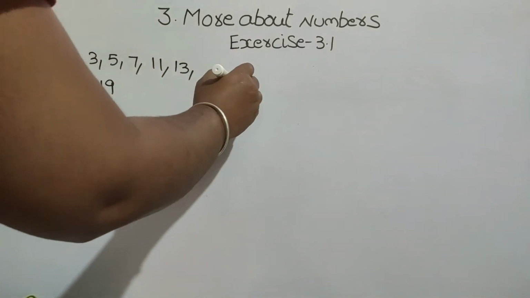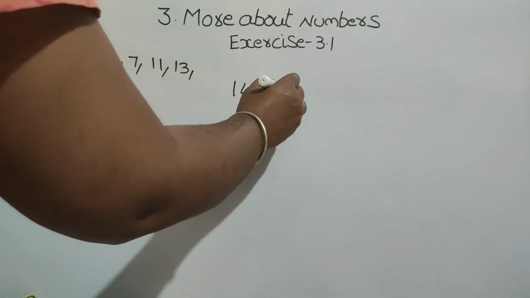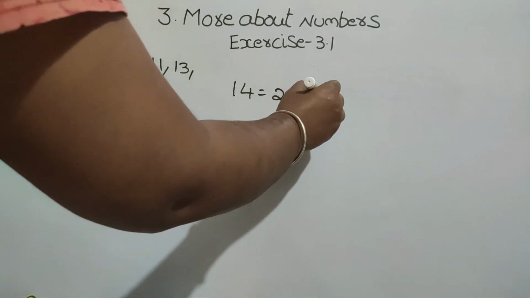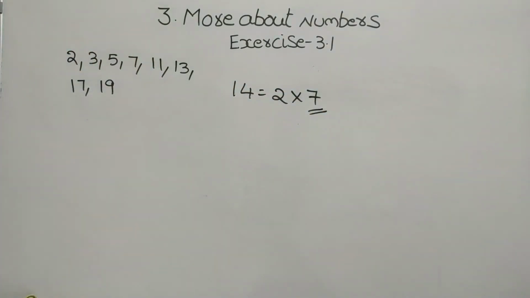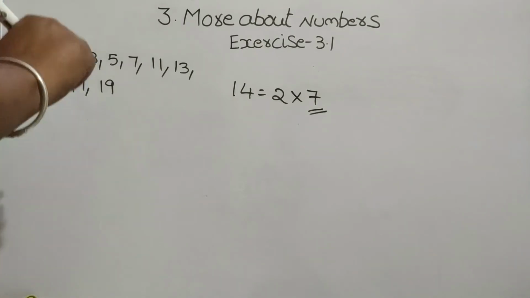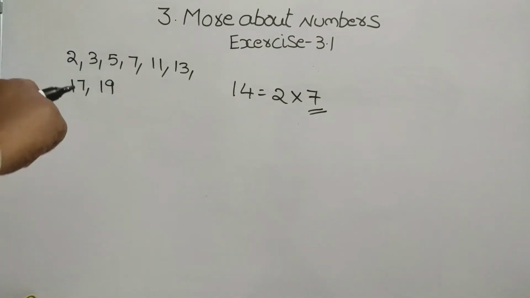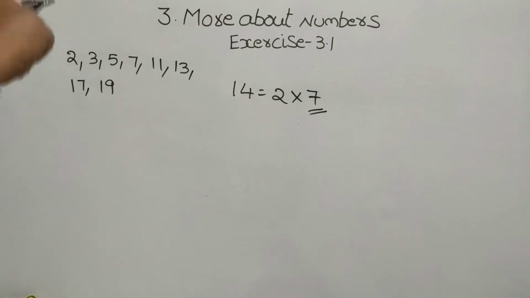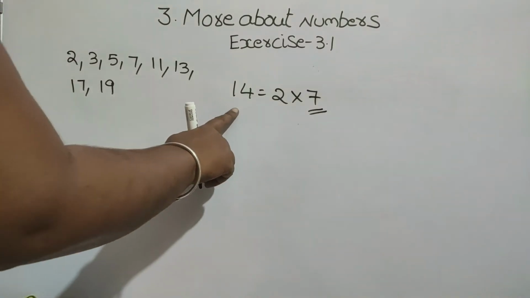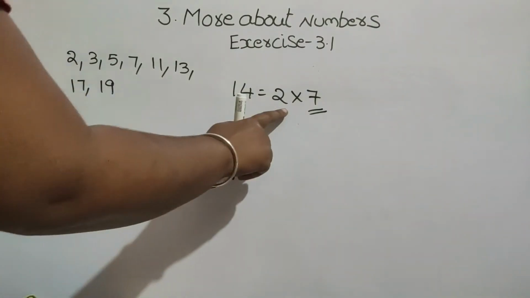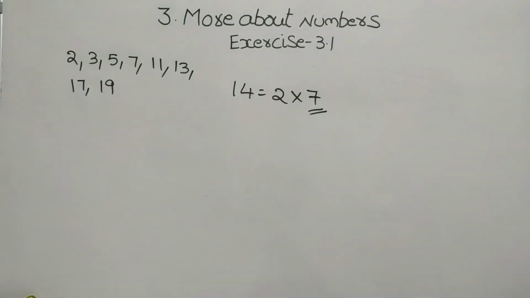Now, we will see the 14. 14 means 2 into 7. 2 sevens are 14. That means the highest even number less than 20, which is the product of two prime numbers, is 14, which is 2 sevens are 14. This ends this question. Moving on to the next question.